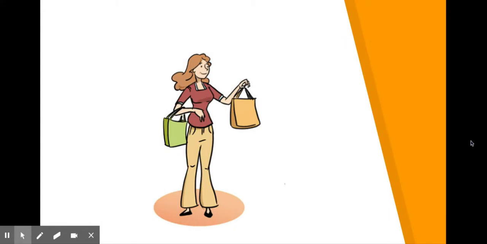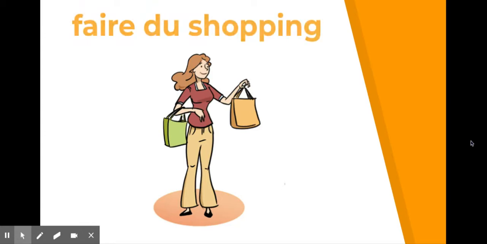Let's go over some of this vocabulary. Some of these activities are going to be the same ones we've already learned. Some are going to be new, like this one. Répétez. Faire du shopping.